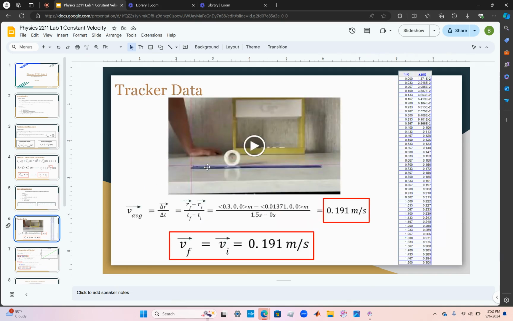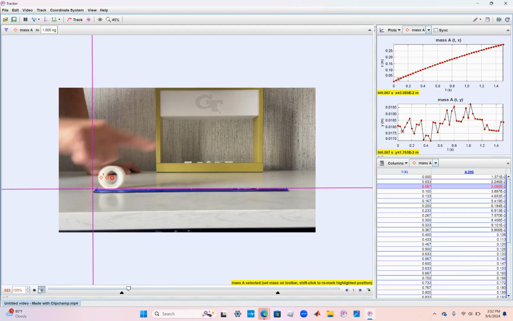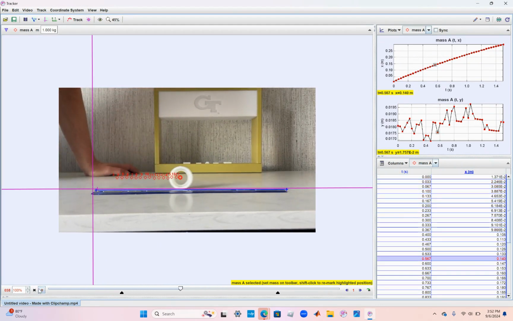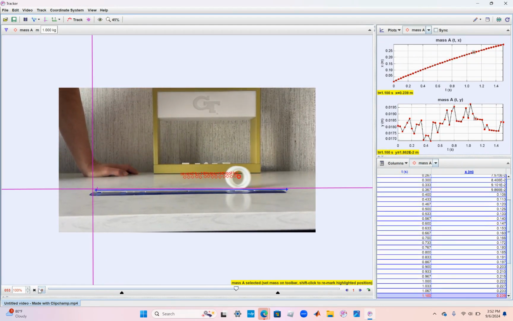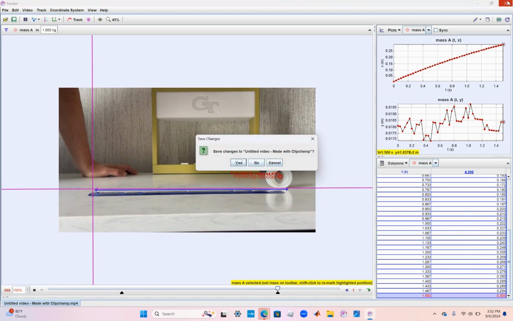So after recording a video, I went and put it into Tracker, as you can see here, and I then recorded the point of the center of mass to the best of my abilities over this time interval, as it passed through 1 foot, or about 0.3 meters.